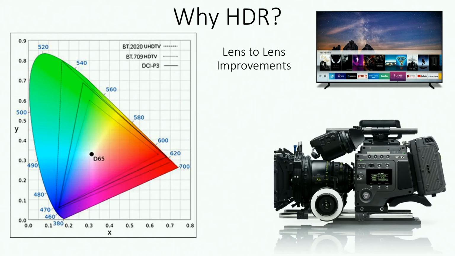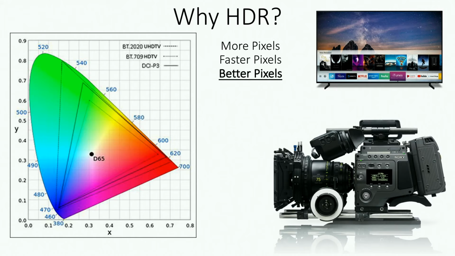And as time went on, the displays and the cameras could capture more color, way beyond what the signal basically designed for ATSC 1.0 could carry. So there came a time where essentially the entire lens-to-lens improvement was there. The cameras could capture more, the displays could show more, but the signal couldn't carry it. So we were in a situation where the displays had more pixels, so we were going from HD to UHD. We had faster pixels, we were increasing the refresh rate. And then a lot of folks started asking, well, why don't we also just have better pixels? So more contrast, essentially more dynamic range, more color information.